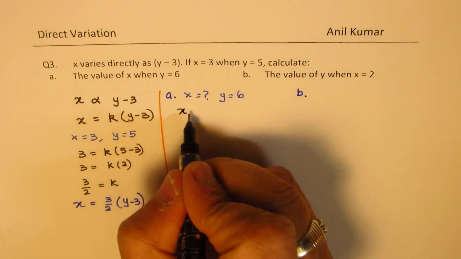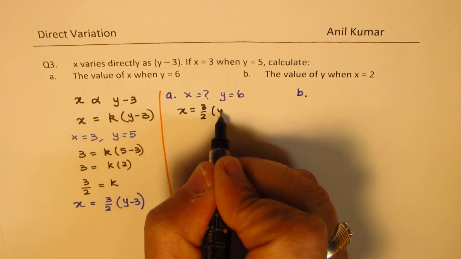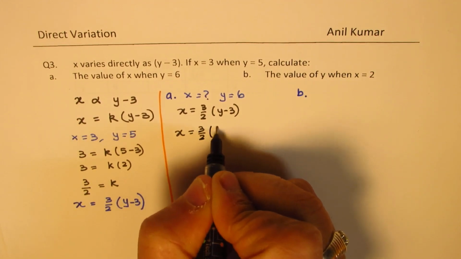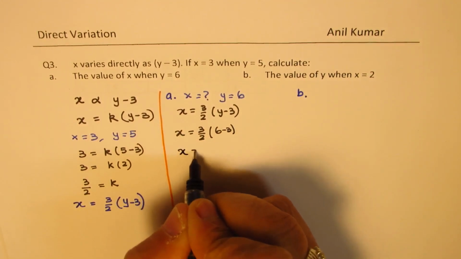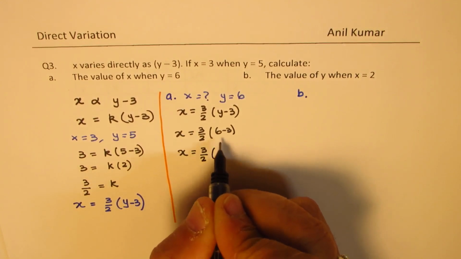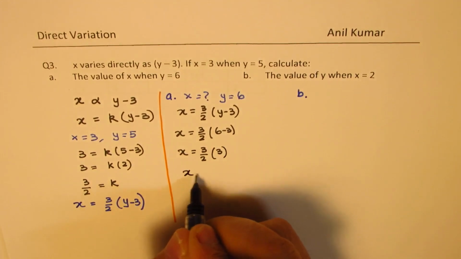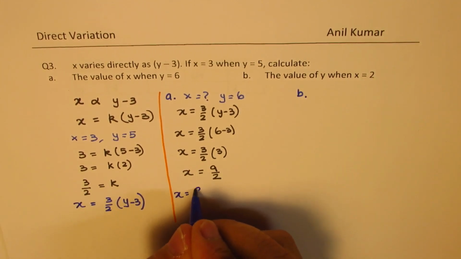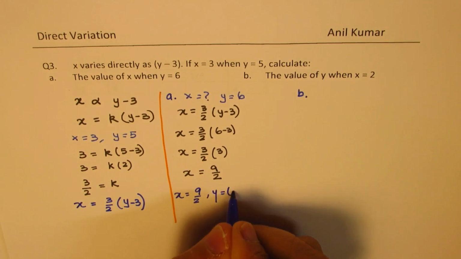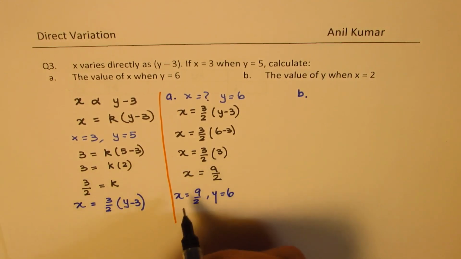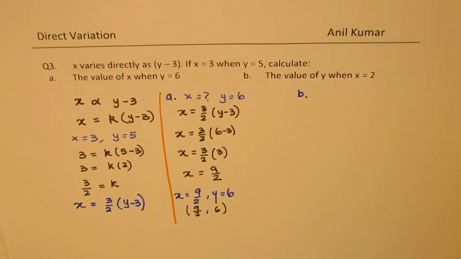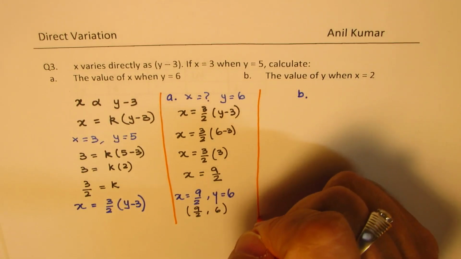The equation is x equals 3 over 2 times y minus 3. Substituting the value of y, we get 3 over 2 times 6 minus 3. So x is 3 over 2 times 6 minus 3, which is 3, and we get the answer as 9 over 2. Correct? And therefore, we know that x is equal to 9 over 2 for y equals 6. At times, you may also write this as a coordinate point, 9 over 2, 6. So I hope these steps are absolutely clear.